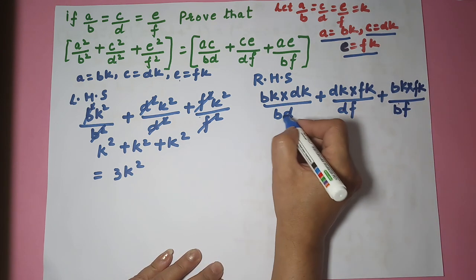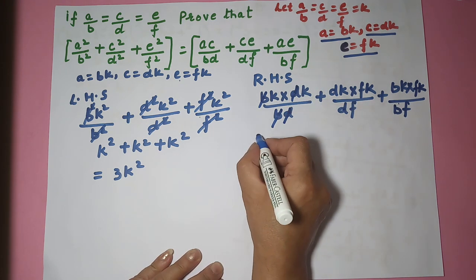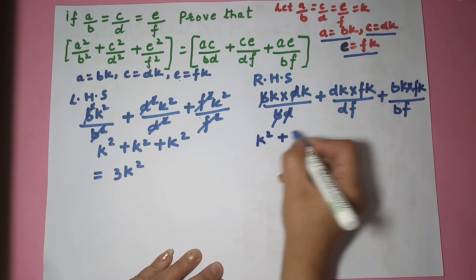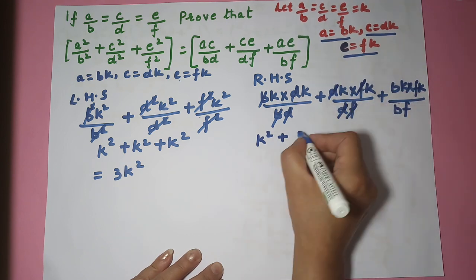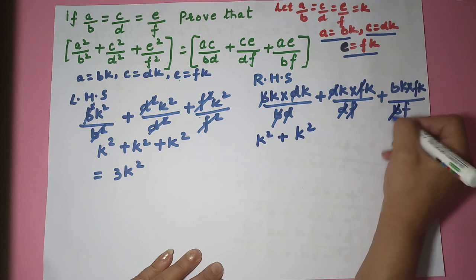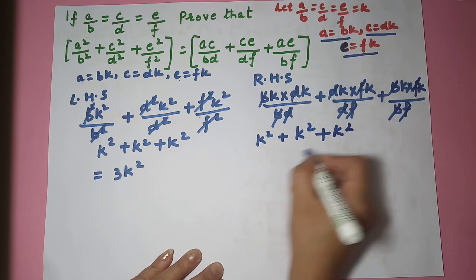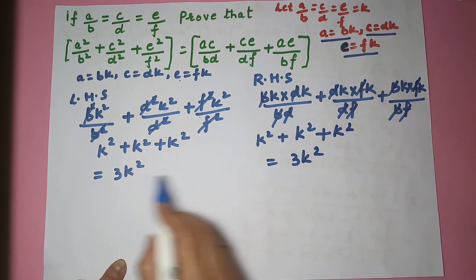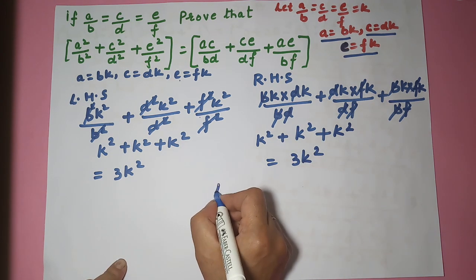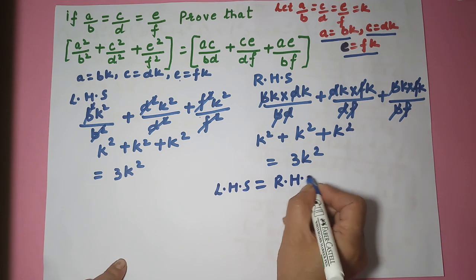Now what will happen? I'll get rid of this B and D here, so I'm left with K square plus D and D will go, F and F will go. Again I'm left with K square. Here B and B will go, F and F will go, I'm left with K square. So this is again 3K square. So is my left hand side equal to right hand side? Yes. So I can write that left hand side is equal to the right hand side.